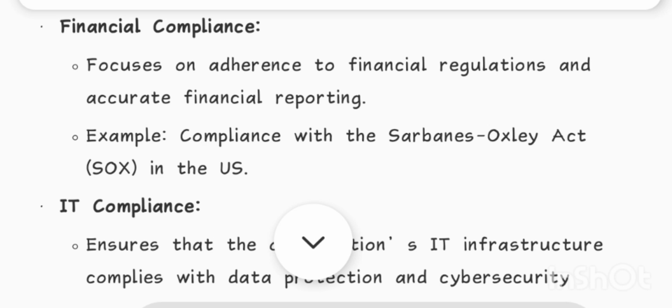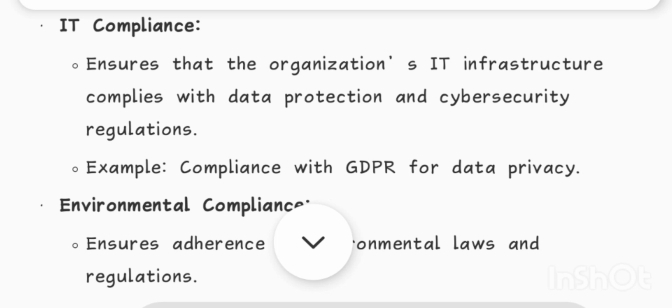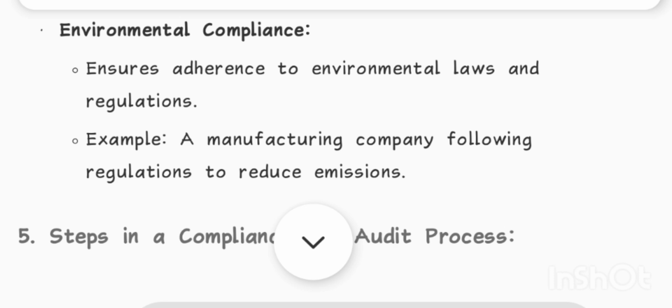Financial compliance focuses on adherence to financial regulations and accurate financial reporting. Example, compliance with the Sarbanes-Oxley Act, SOX, in the US. IT compliance ensures that the organization's IT infrastructure complies with data protection and cybersecurity regulations. Example, compliance with GDPR for data privacy. Environmental compliance ensures adherence to environmental laws and regulations. Example, a manufacturing company following regulations to reduce emissions.